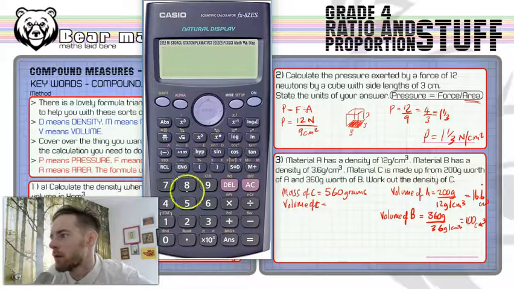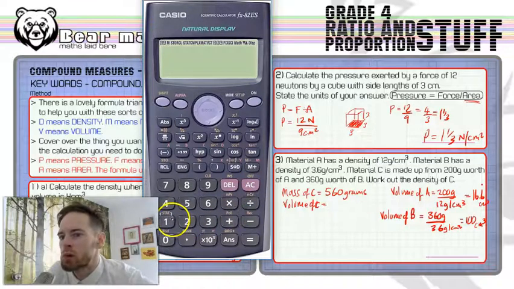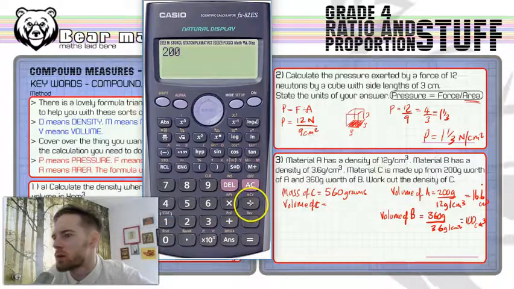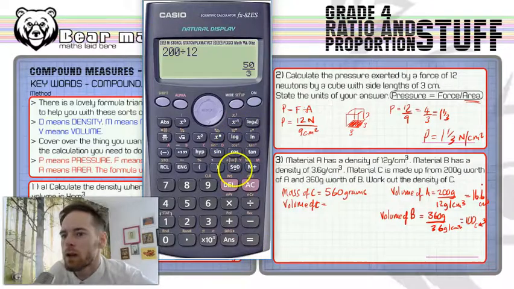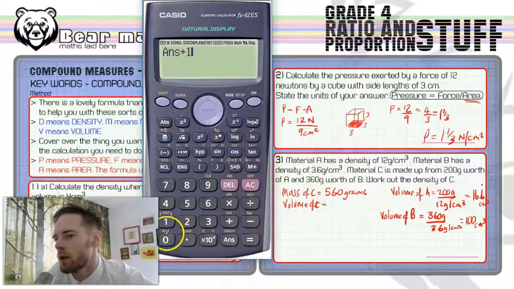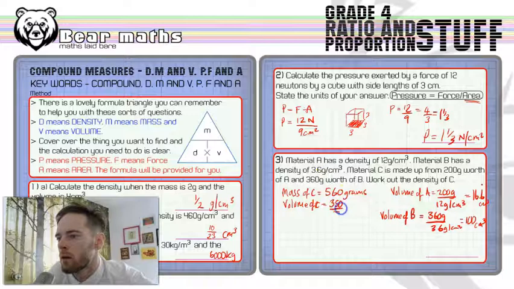What can I use instead? 200 divided by 12, did 11 again, didn't it? There you go. 50 over 3 is what I'll use. I'll use the exact fraction to do the calculation, and then I'll add that to 100. There we go. So that is the volume of C. All right, so 350 over 3 centimeters cubed.